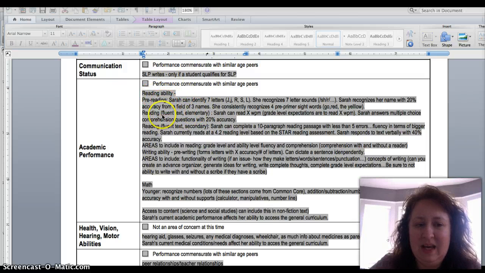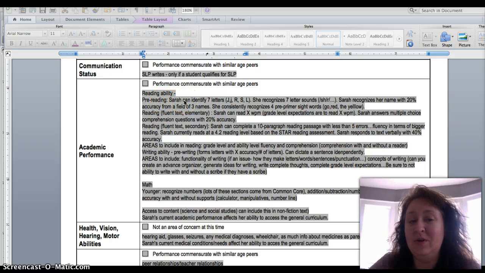student is reading. And I've given you choices here and some samples on what that might look like if a student is at a pre-reading level versus reading text at an elementary level, or versus reading fluent text in a secondary program. So I want you to construct sentences similar to the examples I've given that focus on positive language, that are structured within grade level expectations. So statements like Sarah can identify, can read, is completing. Those are positive data-driven statements.